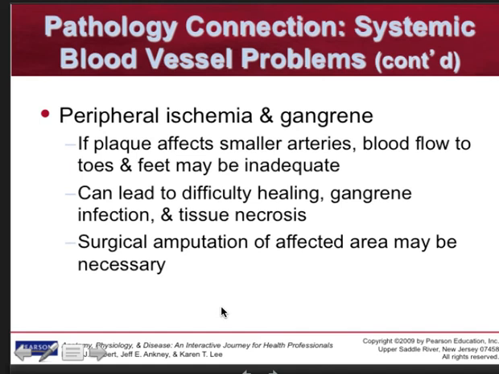This is where, when we talked about the chapter on the integumentary system, pain is your friend. Remember that pain is your body's warning signal to treat an injury that, if left untreated, could eventually cause disease and death. And so this is another example of where this can happen.